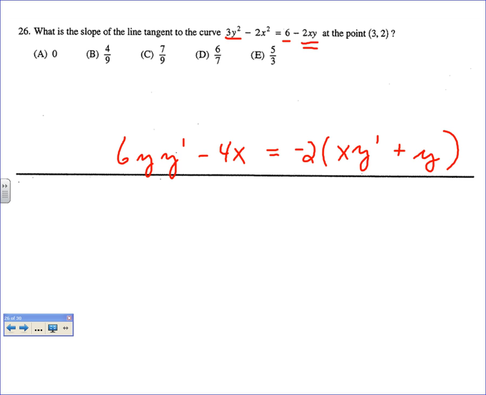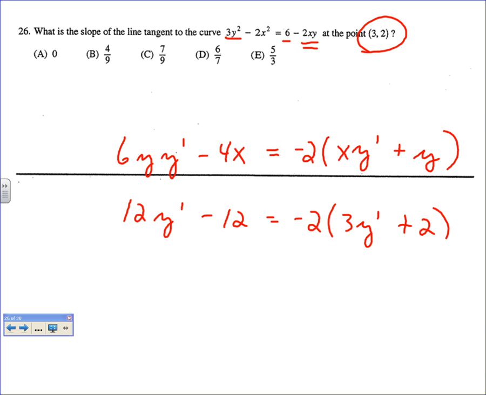We can just put our 3 in for x and our 2 in for y. So if we put our 2 in, don't we get a 12y prime here? And if we put our 3 in for x, don't we get a minus 12? If we go ahead and put our 3 in for x, don't we get a 3y prime? And again, if we put a 2 in for our y, don't we have a plus 2 on the end?